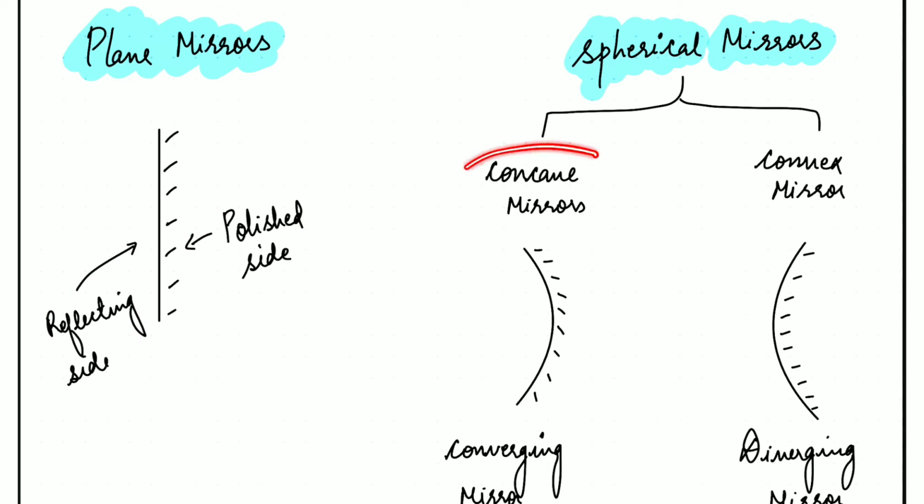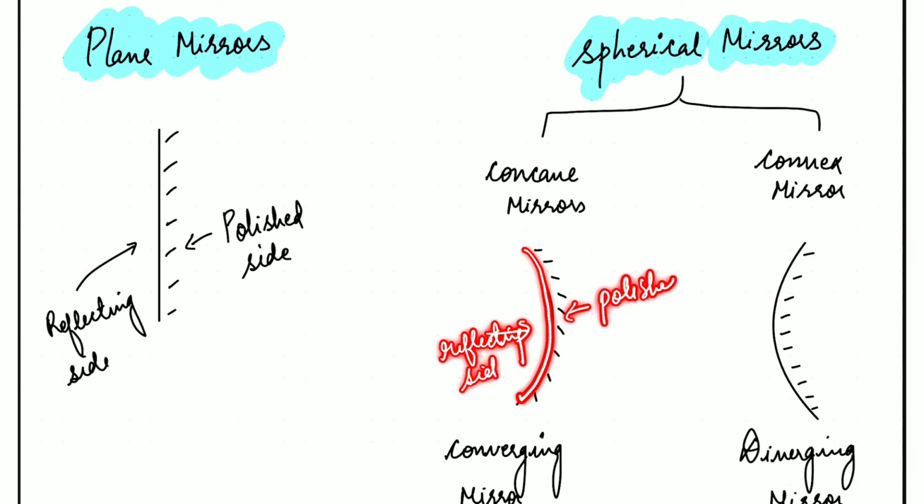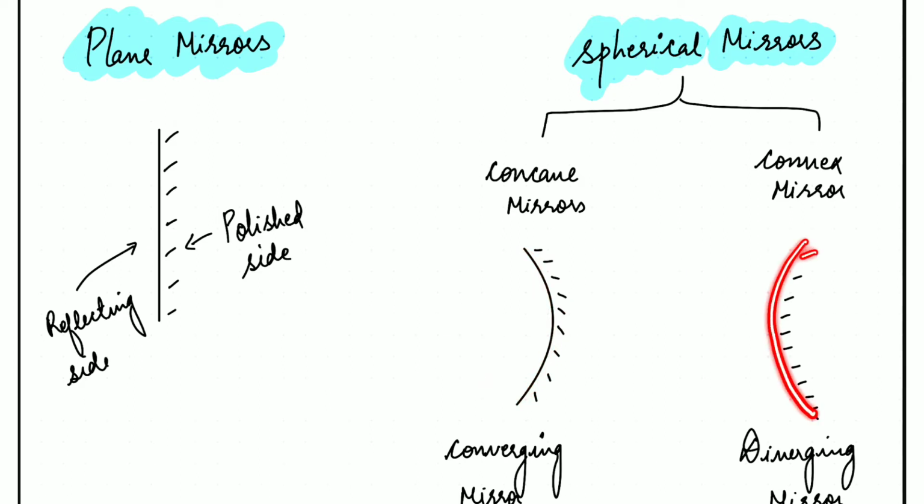Next you have your concave mirror and convex mirror. So this is your concave mirror, right? You can see this will be your reflecting side and this is your polished side. So next you have the convex mirror. In a convex mirror the polished side is again inside and this bulging out will be your reflecting side. Is that a yes or no?